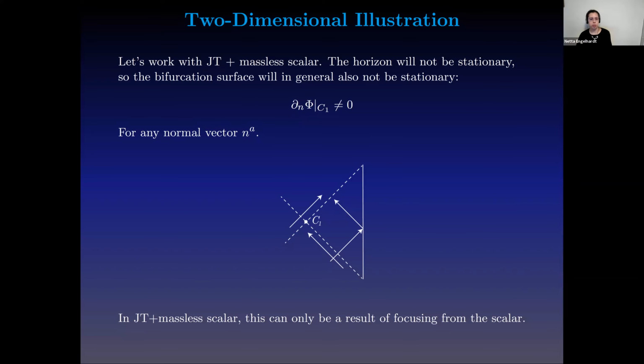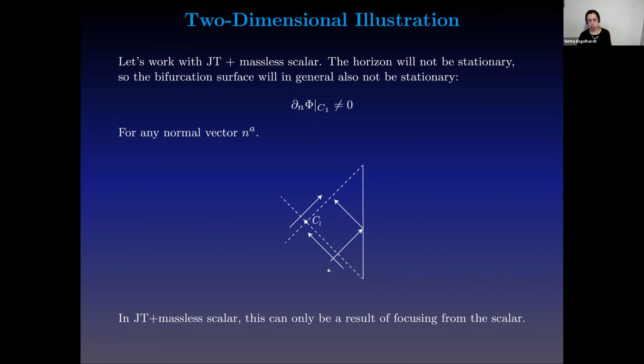All directions are normal. So this is any normal vector n, and this is going to be non-zero. That's what we mean by this being non-stationary in JT gravity. Now, in JT plus a massless scalar, the only source of non-stationarity is going to be the scalar. The scalar causes focusing across the horizon.